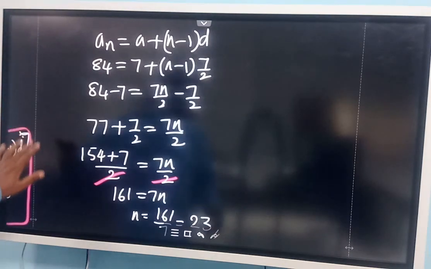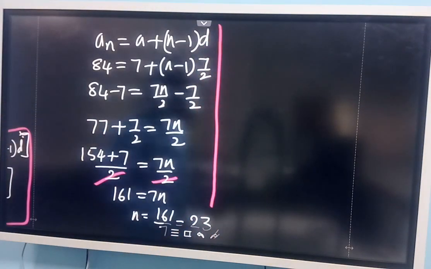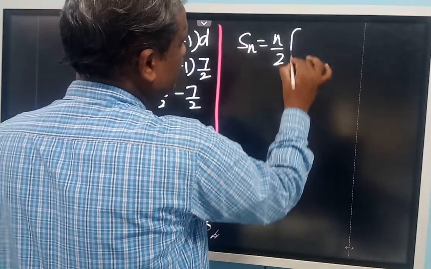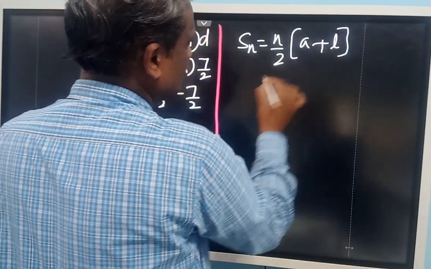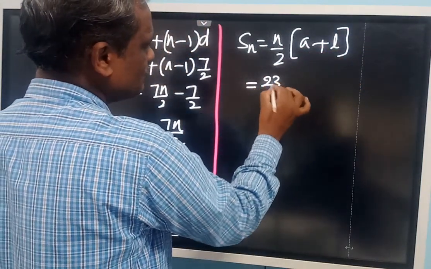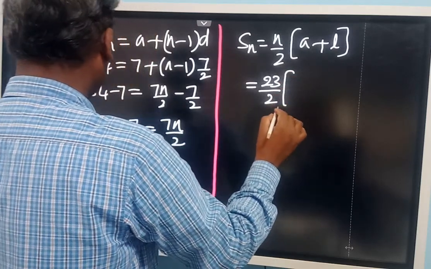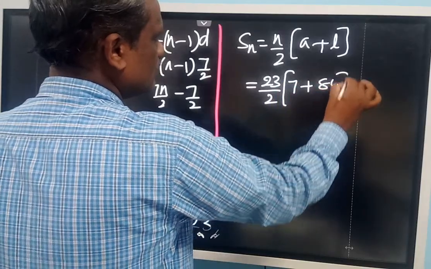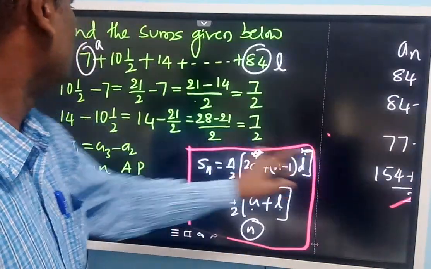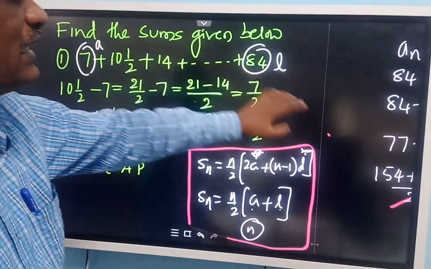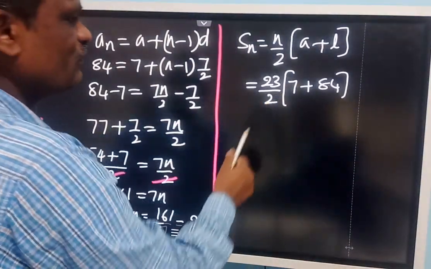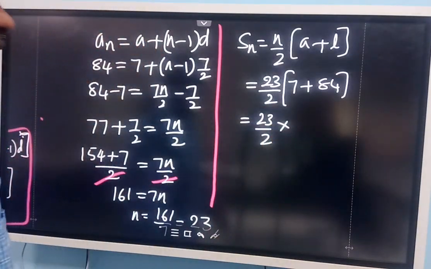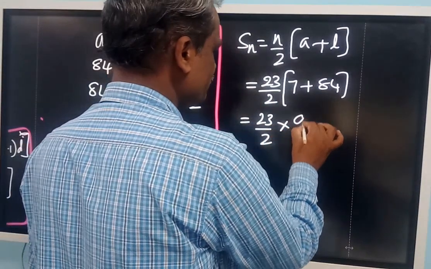Now you can use the formula, either the second one or first one. I will use the second one. Sn is equal to n by 2 into a plus l. So n by 2, we have 23 terms, 23 by 2. First term a, you know that it is 7, and the last term is 84. So you can see that in this arithmetic progression, first term a is 7, last term is 84, a plus l, 7 plus 84. So 23 by 2 into 84 plus 7, it is 91.